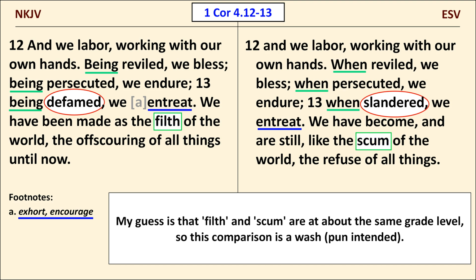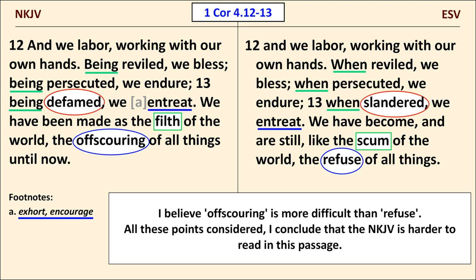I don't see any real difference in difficulty between filth and scum. Please excuse the pun on the chart. Although both offscouring and refuse are a bit uncommon, I think offscouring is a little less usual. All points considered, I would say that the NKJV is harder to comprehend in this passage.